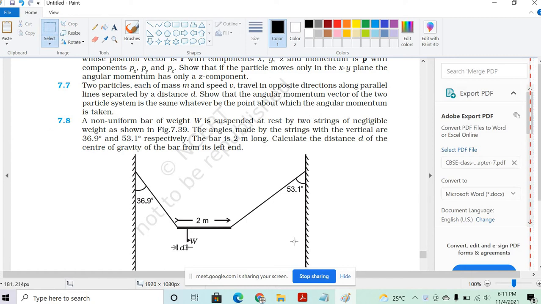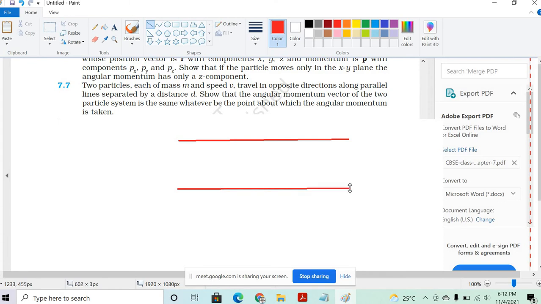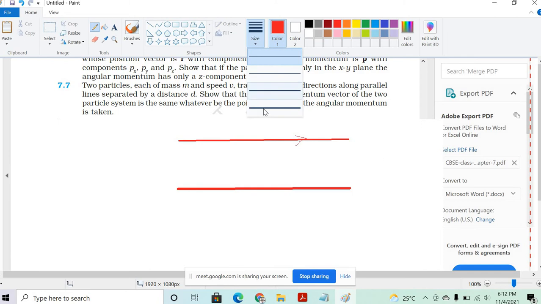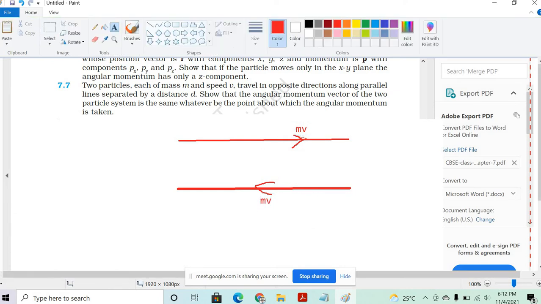Okay, so let's draw the diagram for it. Let's say these are two parallel lines. This particle has the velocity v, and this one has the velocity in the opposite direction. Each has mass m and velocity v, so the momentum is mv here, and here also mv.